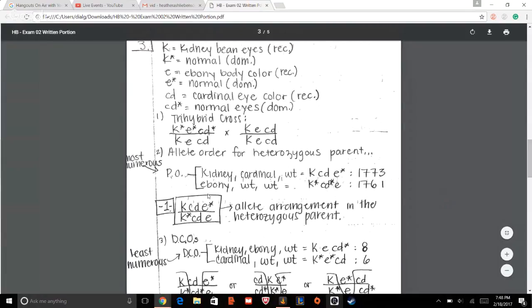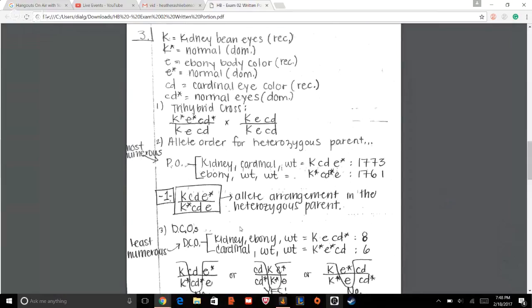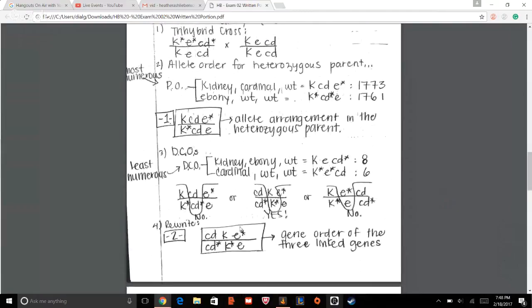And so that gives us the answer to part 1. This is the allele arrangement in the heterozygous parent. The third thing that we do is look for the double crossovers on our values, and those are the least numerous two values. So what we have here is kidney, ebony, and wild type, with the corresponding genotypes and the corresponding frequencies.